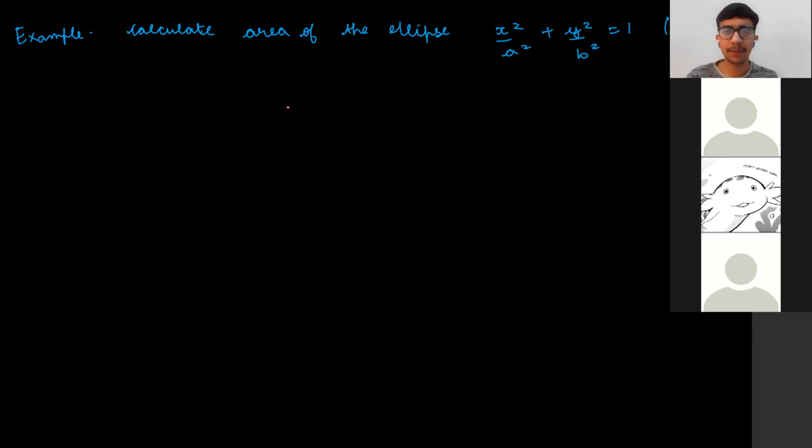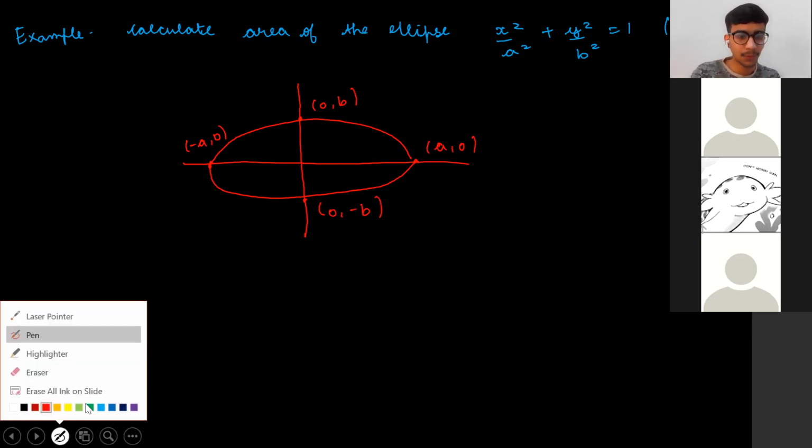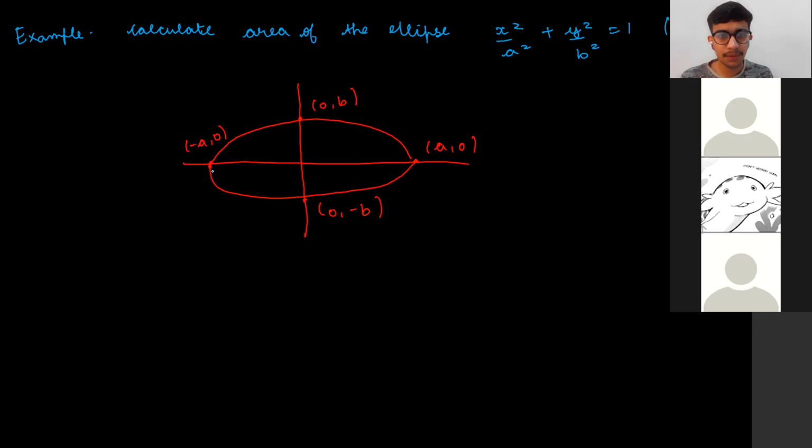So इसका curve मैं ही बना देता हूँ because that's a very simple curve. So since a is greater than b, that means the major axis is the x-axis, right? So this is minus a comma 0, and this is a comma 0. This is 0 comma b. This is 0 comma minus b. Right. So what we have to calculate is this whole area.